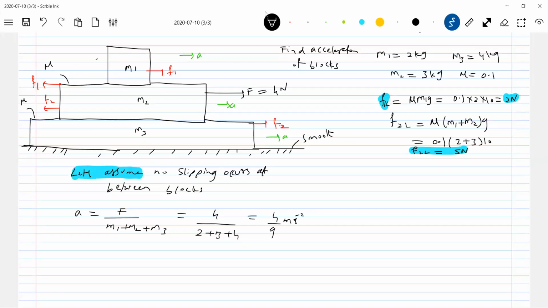What is the permitted value of F1? 2 Newton. So who will accelerate the block? We will accelerate the upper block, the friction only. So therefore, what shall I write? F1 equal to M1 into A. Now, what is the value of M1? This is 2, times 4 by 9, which is 8 by 9 Newton. Can you say anything about this? Less than F1L, no? It is in fact less than F1L.